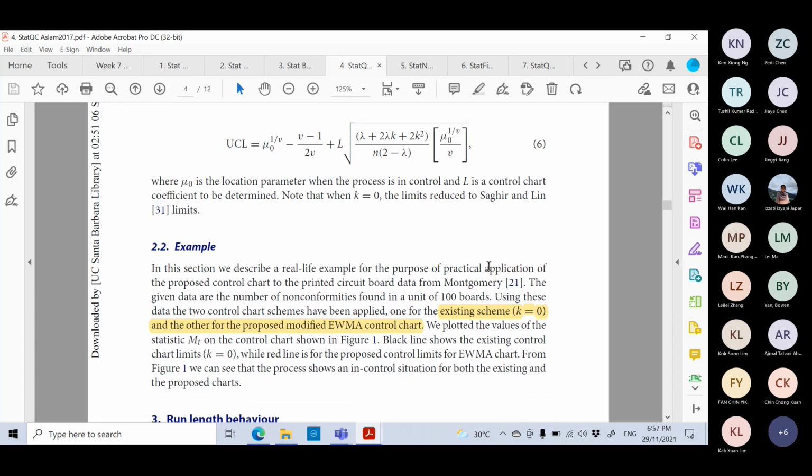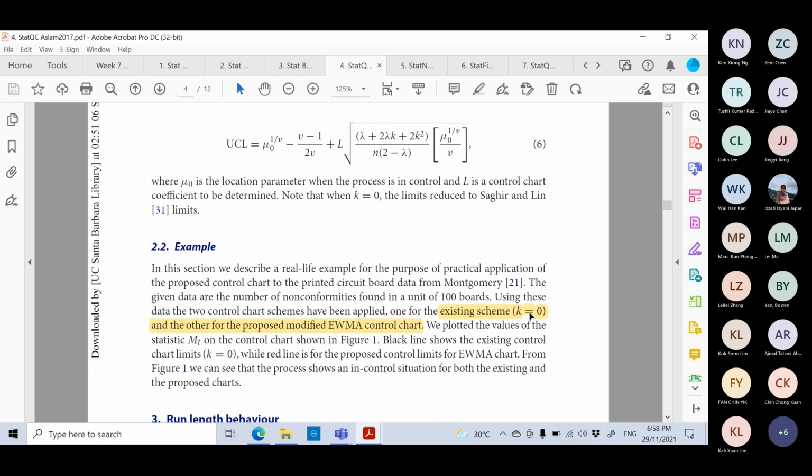So in terms of the examples here, of course, they need to compare with the existing techniques. Otherwise, how can you say that your proposed modified EWMA chart will perform better than the existing one? So you need to provide some evidence to show that the existing chart is not working well, then your chart will perform better. In this case, they will compare with when k is equal to 0. If k is equal to 0, they go back to the EWMA chart.